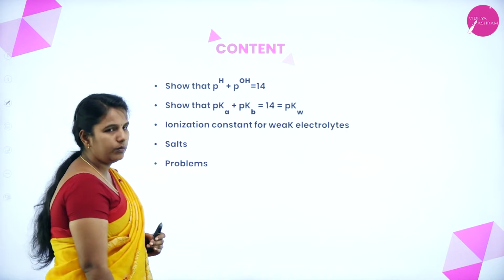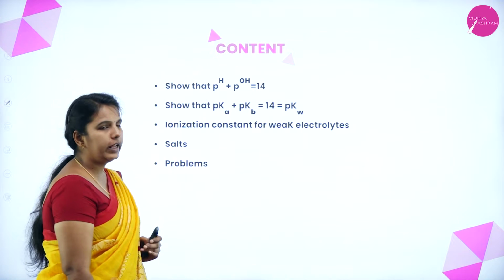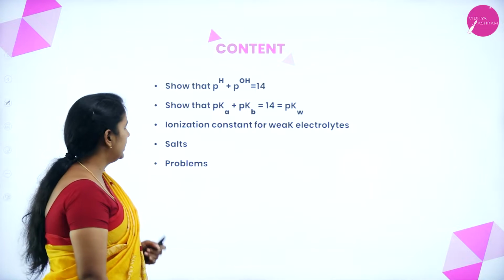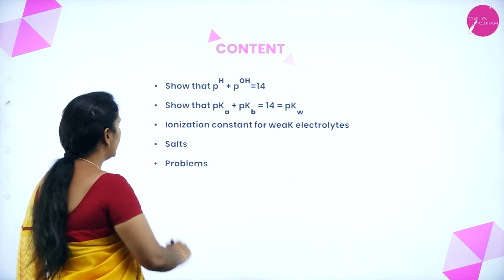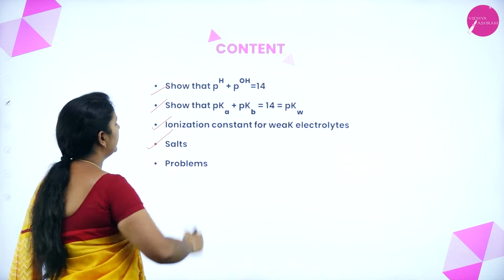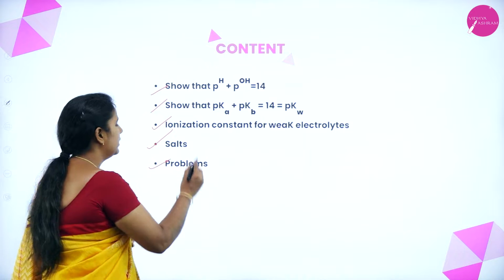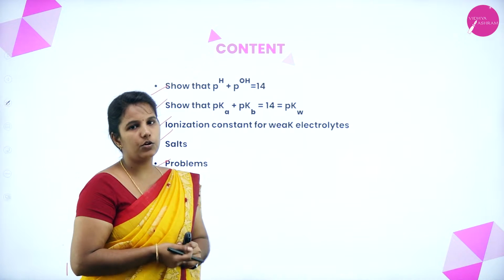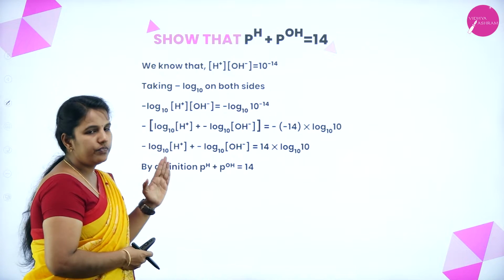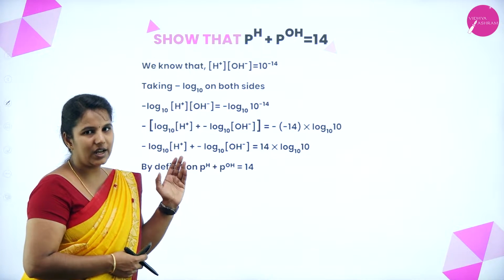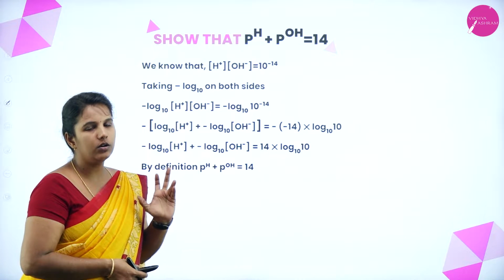Meanwhile, we are going to understand one more derivation, that is pKa plus pKb, which is equal to 14, which is equal to pKw. We will also understand the ionization constant of weak electrolytes, what salts are and how the hydrolysis of salts takes place, and lastly we are going to solve some numericals based on pH as well as pOH. So let us understand how to derive the equation pH plus pOH equal to 14.